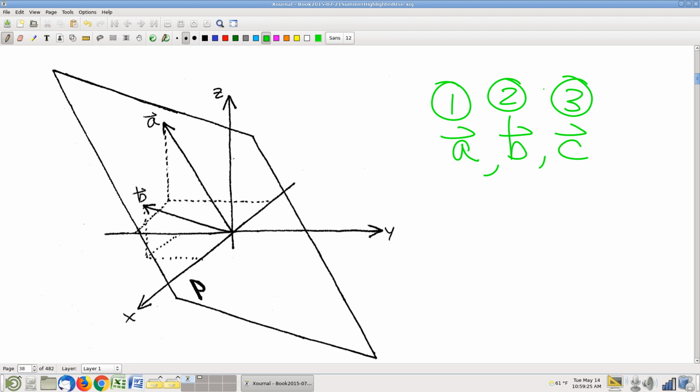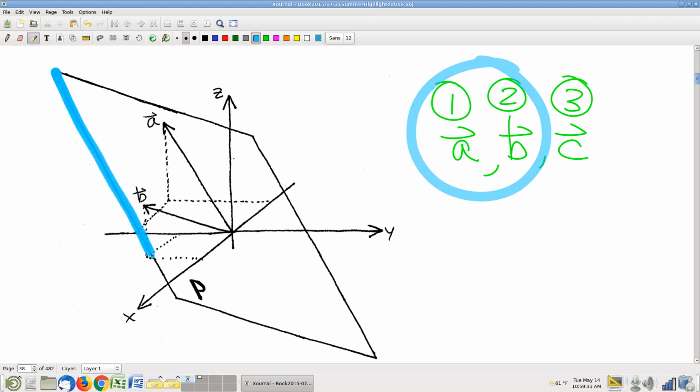First, take the first two vectors. Those first two vectors describe a plane. With two vectors like that, there's going to be a unique plane that is parallel to both of those, A and B, and that also goes through the origin.